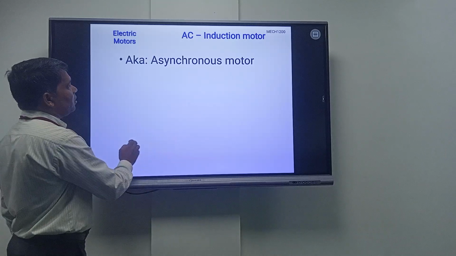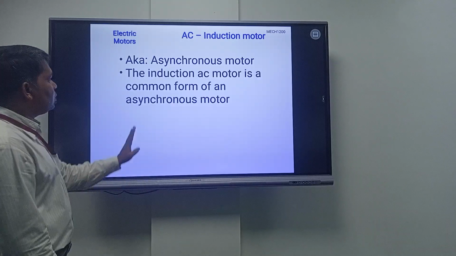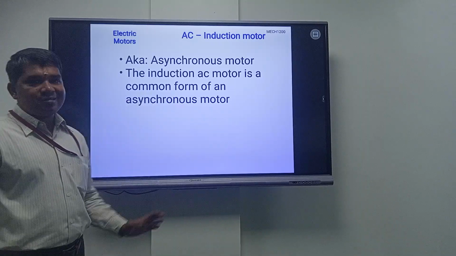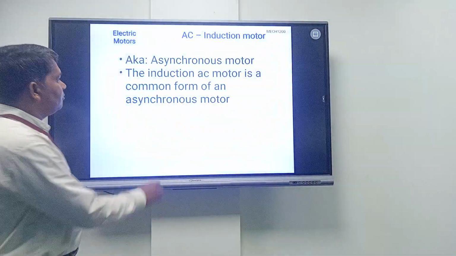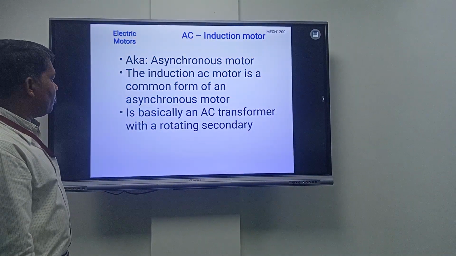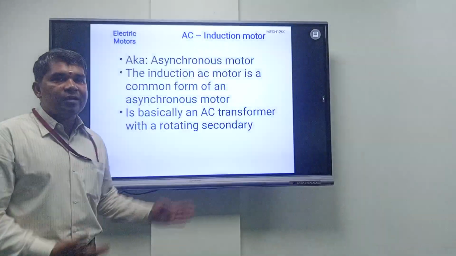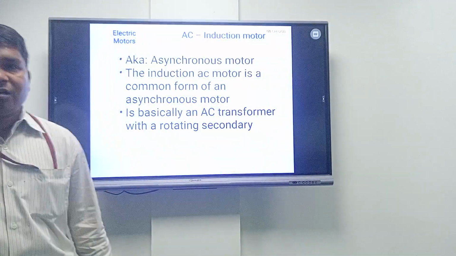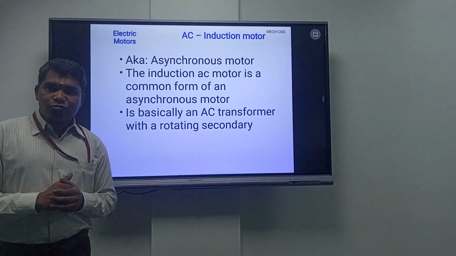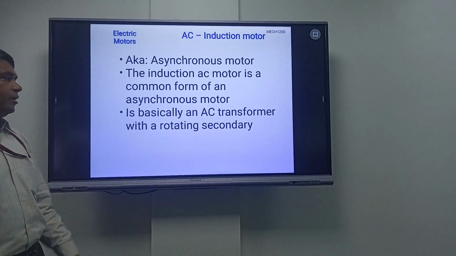Asynchronous motor, induction motor is only called the induction motor. The AC induction motor is an asynchronous motor because it is not running at synchronous speed. It's basically an AC transformer with a rotating secondary. You can say the induction motor is simply like a transformer, but the secondary is rotating. That's all.